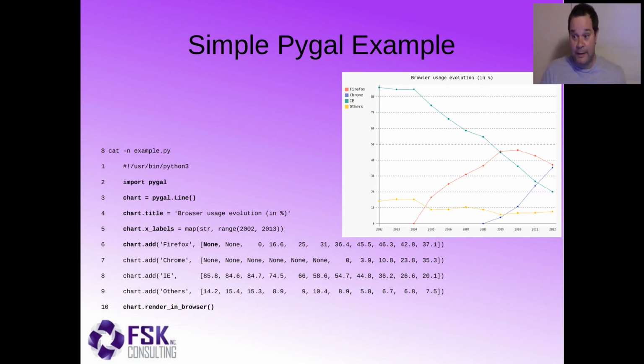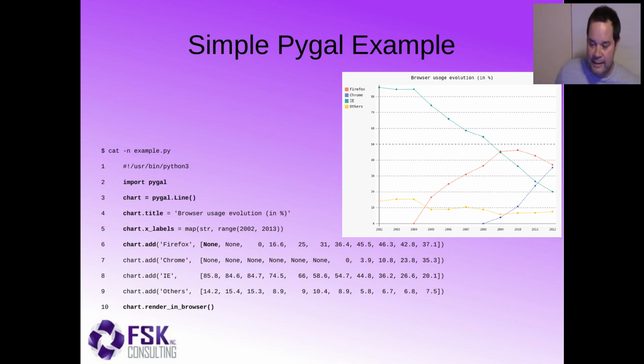So this is probably one of the simplest PyGal examples that you may play with. Line 2, we import PyGal. Line 3, we create a chart. And then after that, we can modify or add the title and the X labels. That's what PyGal calls what I'm referring to as X categories. In this particular case, we're defining our X-axis as a range from 2002 through 2012.